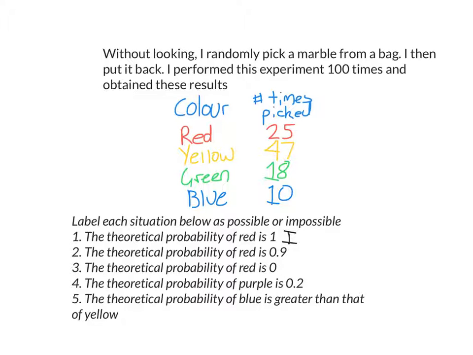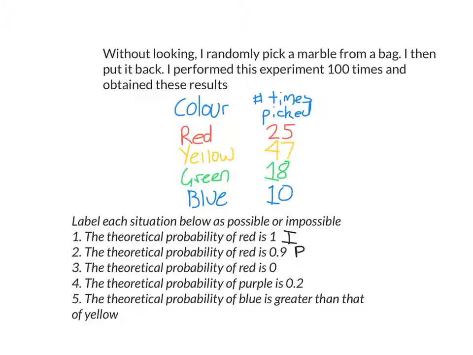So second, the theoretical probability of red is 0.9. So that's just saying that it is much more likely you get red than any of the other colors, that we're really likely to get red. Now that's possible. It's not likely, but it is possible that 90% of the marbles in the bag were red, even though we only got red a quarter of the time. Like I said, possible but not likely.